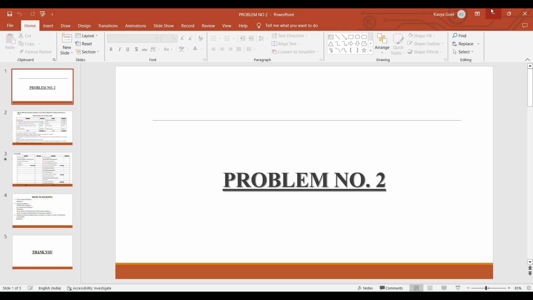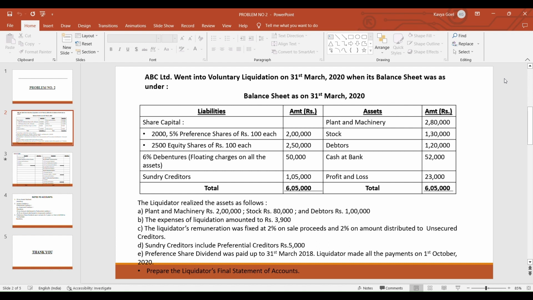Hi guys, today we are going to learn how to solve the next problem of liquidation of companies. So let's read the problem first. So this is the problem. The ABC Limited went into voluntary liquidation on 31st of March 2020 when its balance sheet was as under.